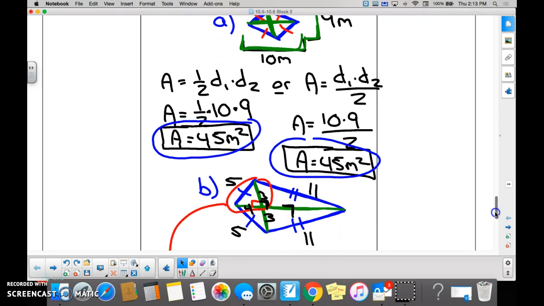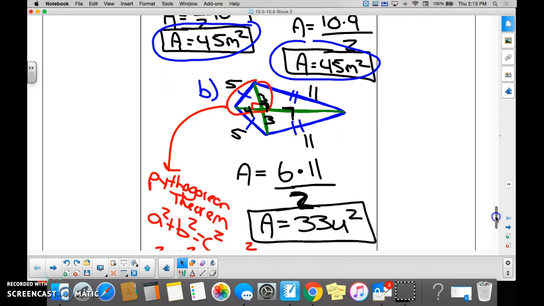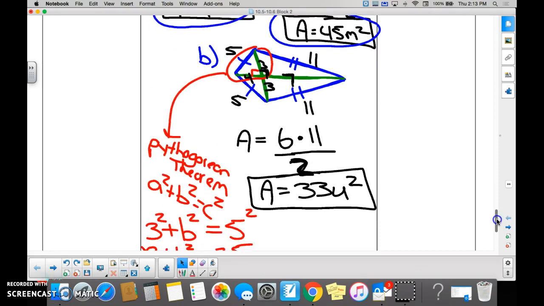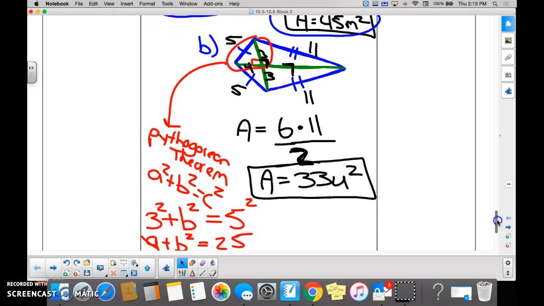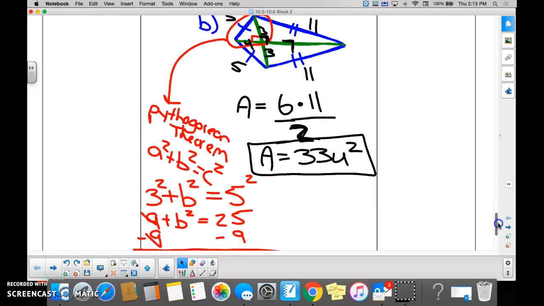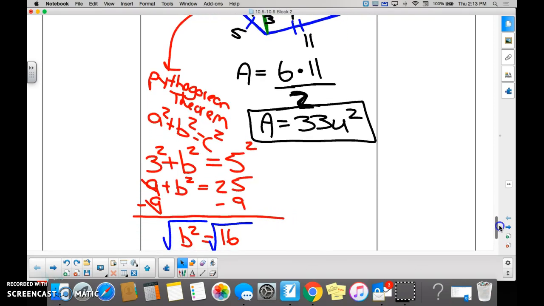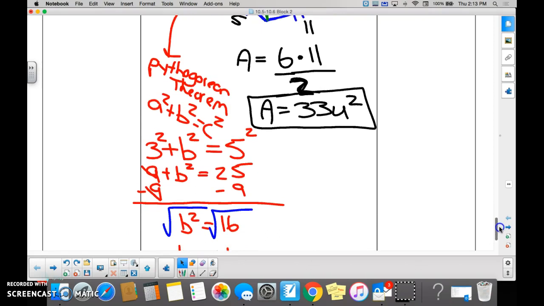I challenge you. I'm not going to do this on the video. I challenge you to understand what we did here on letter B to calculate our missing dimensions and our diagonals using the Pythagorean theorem. This is not required, but I will probably shoot something like that to you on the test.